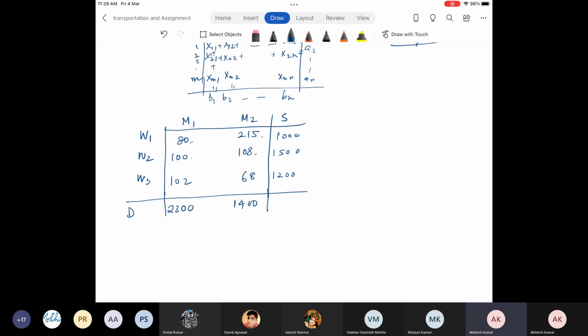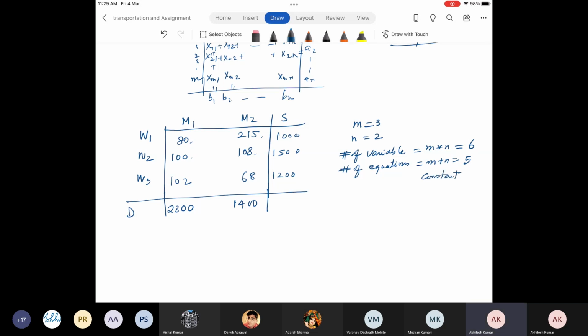Yes, sir. Now tell me how many variables, x_ij's, I need to solve this problem. 6. So let me write m equals 3, n equals 2. So the number of variables equals how much? M into n, right? That equals 6 variables. How many equations, I mean constraints, do we have? 5. M plus n equals 5 constraints.